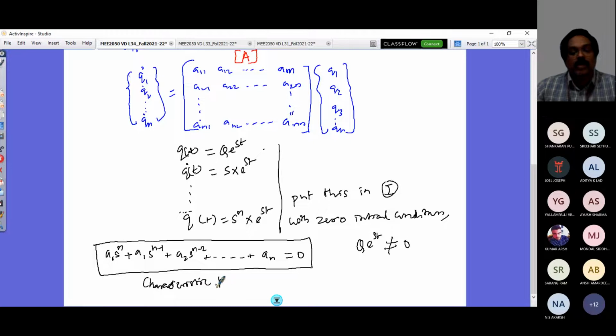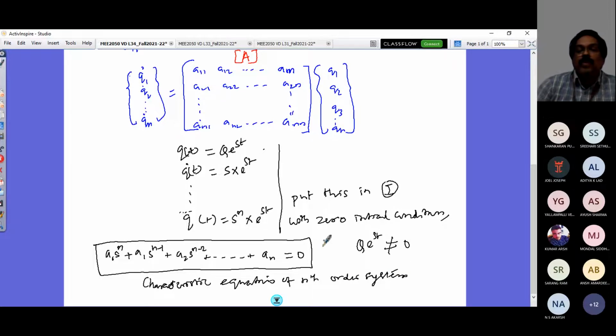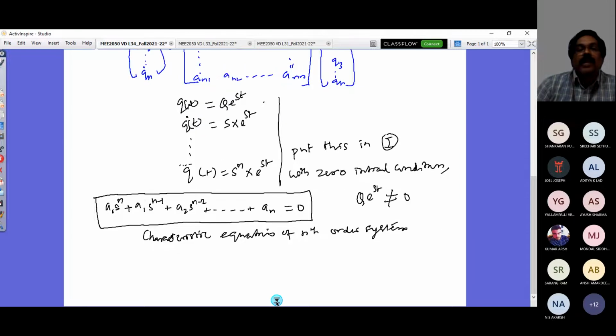Characteristic equations are not polynomials. A polynomial should have some value on the other side. So this is the characteristic equation of an nth order system. So how many roots would there be? Finding the roots of this equation is a tedious task.